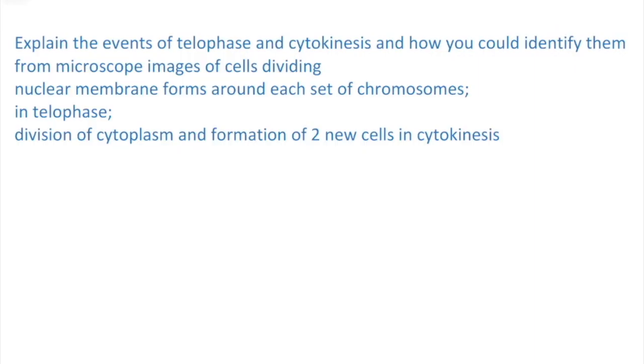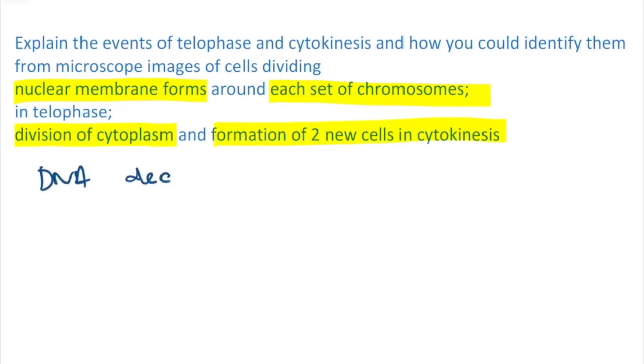Here's the summary. So in telophase and cytokinesis, the nuclear membranes start to form around each set of chromosomes. And we have division of the cytoplasm and formation of two new cells at the end of cytokinesis. We also have the idea that DNA decondenses and chromosomes are no longer visible.